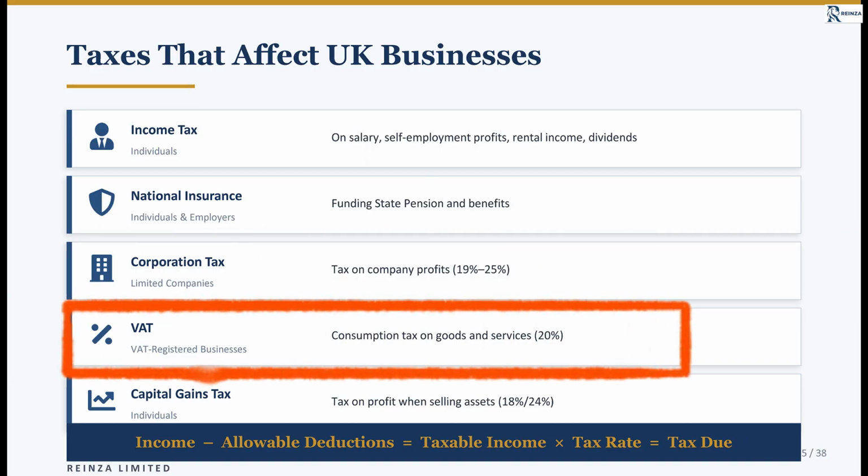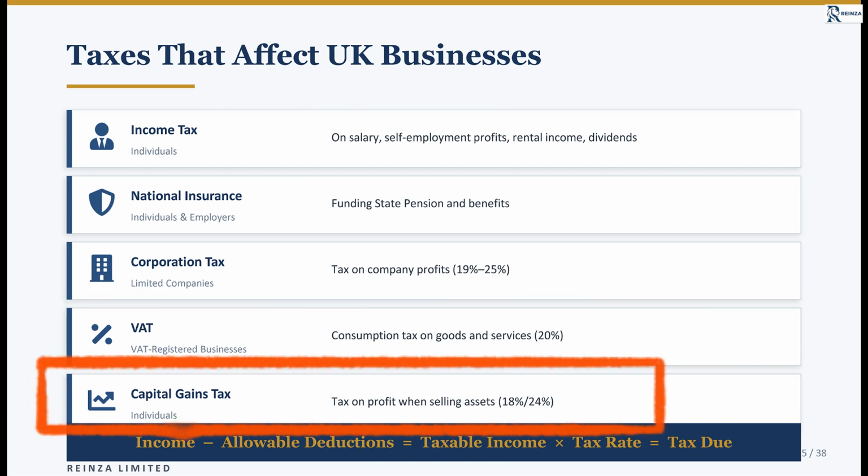Fourth, VAT, or Value Added Tax. This is a consumption tax charged on most goods and services at a standard rate of 20%. And fifth, capital gains tax. This is paid by individuals on the profit made when selling assets that have increased in value. Current rates are 18% for basic rate taxpayers and 24% for higher rate taxpayers.